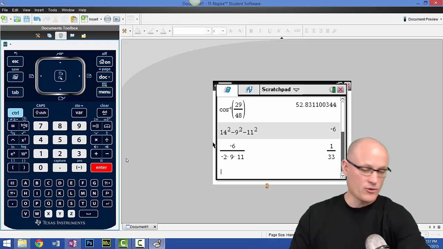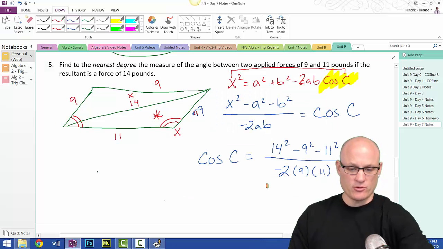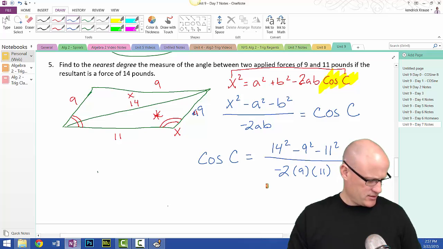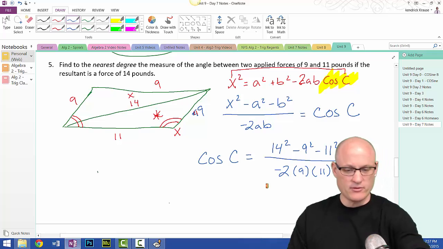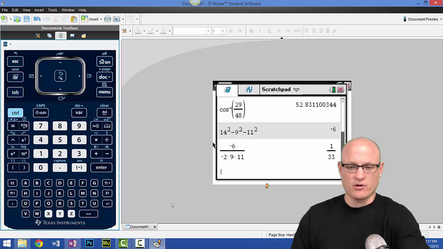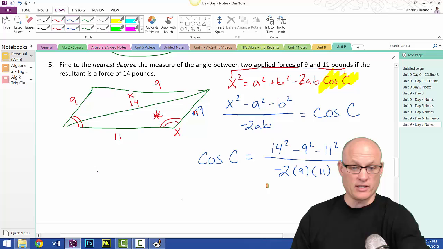So I get 133. So I know the cosine of theta. Something's not right here. Oh, man, I used the wrong number. I knew something was wrong. I used 17 instead of 14. I don't know why. The problem doesn't say 17. So cosine of c is equal to 1 over 33.